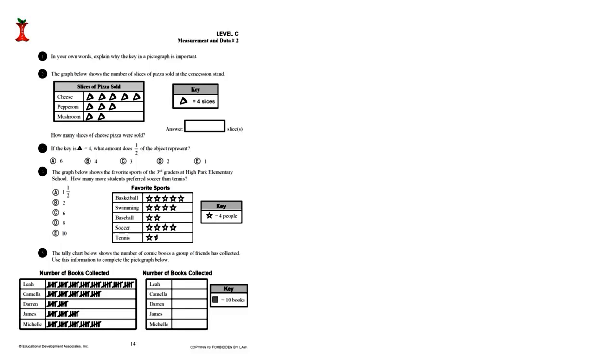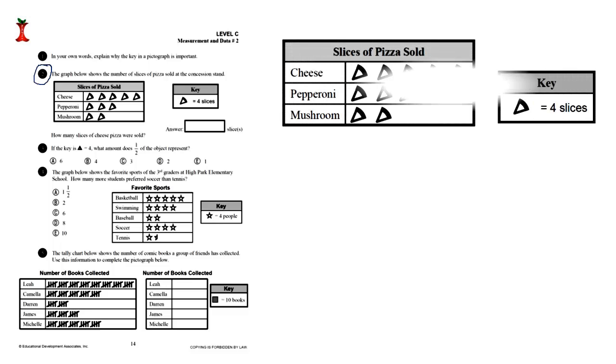We'll need our books to work on these problems. Let's move from problem number 1 and start at problem number 2. For problem number 2, the graph below shows the number of slices of pizza sold at the concession stand.